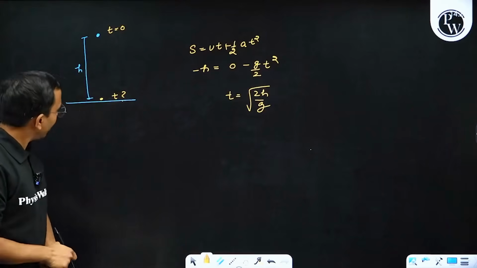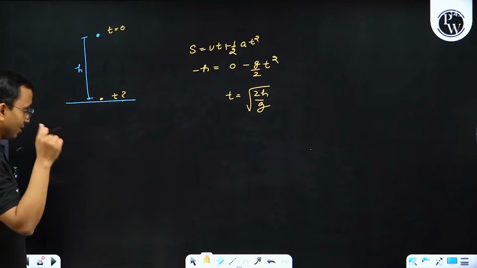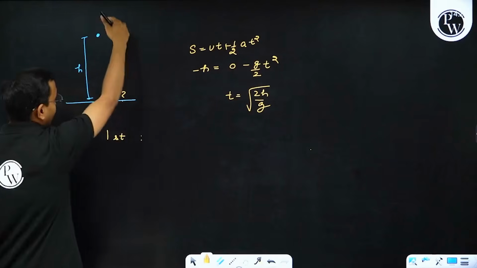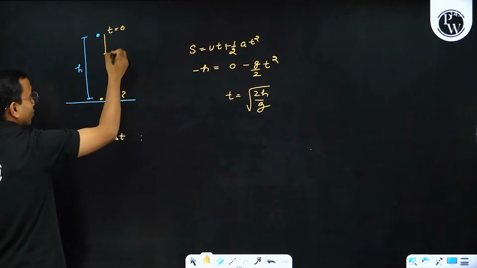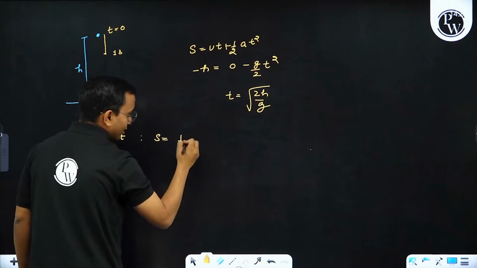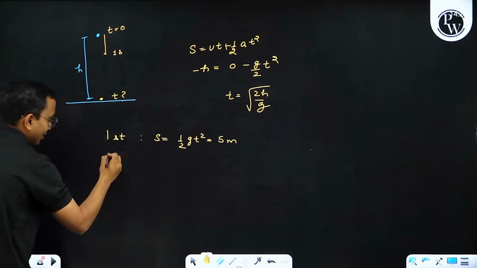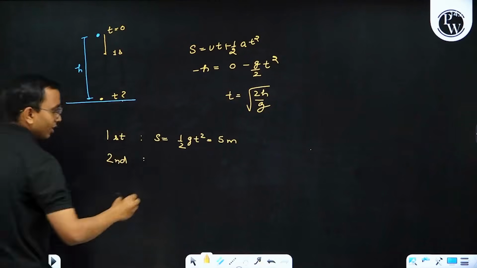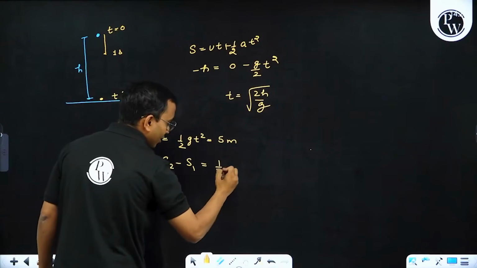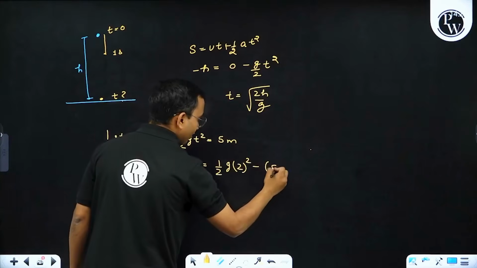Now let us do an exercise: how much distance it covers in the first second. So in 1 second, 0 to 1, you'll write s equals ut plus half at square. U is 0, so half gt square. So this will become 5 meter. Now in the second second, how much distance will it cover? You'll say the total distance it covers in 2 seconds minus what it covered in the first. So this will become half g into t, t is 2, so 2 square, minus in the first 5. How much is this?